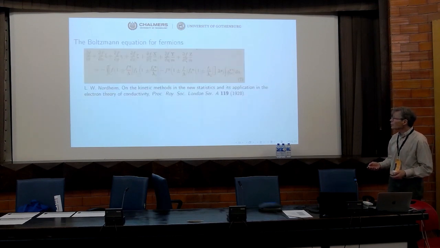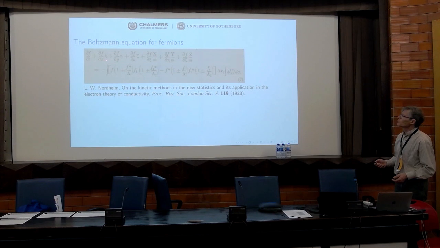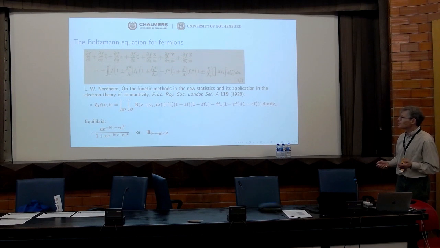And so here is an image from the paper by Nordheim, where he wrote down the Boltzmann equation with these quantum statistics modifications, depending on the density. A plus here corresponds to Bose-Einstein statistics and a minus to the fermionic case. You know that the equilibria of that equation look like this, or like just an indicator function if the energy is low.